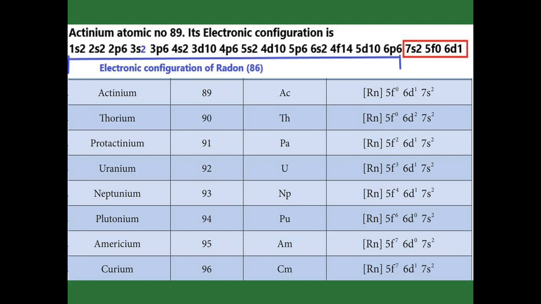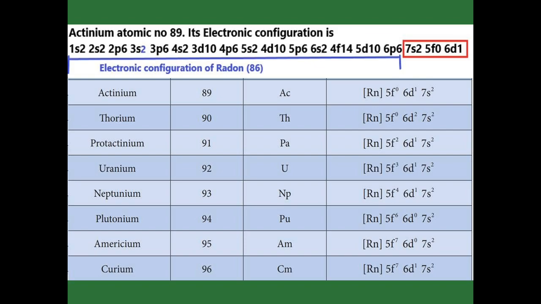The electronic configuration of actinoids: they do not have a definite electronic configuration. The first one, actinium, atomic number 89, has the radon configuration up to atomic number 86. After radon, there are 3 electrons, which go into 7s2, 6d1, and 5f0. So the 3 electrons go to 7s2 and 6d1.